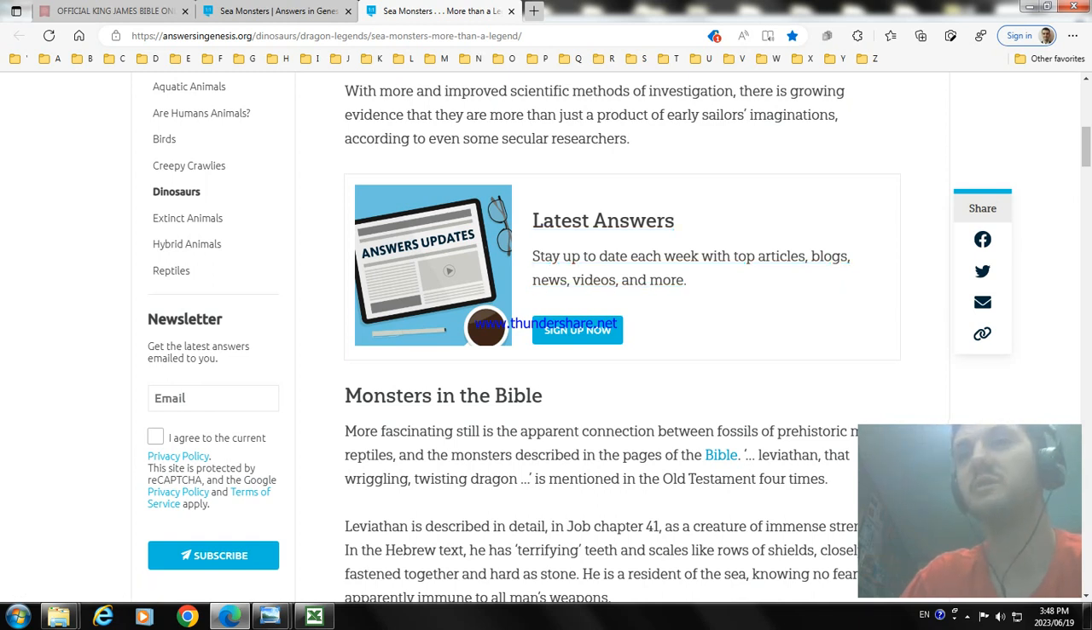Monsters in the Bible. More fascinating is the apparent connection of the fossils of prehistoric reptiles and the monsters described in the pages of the Bible.